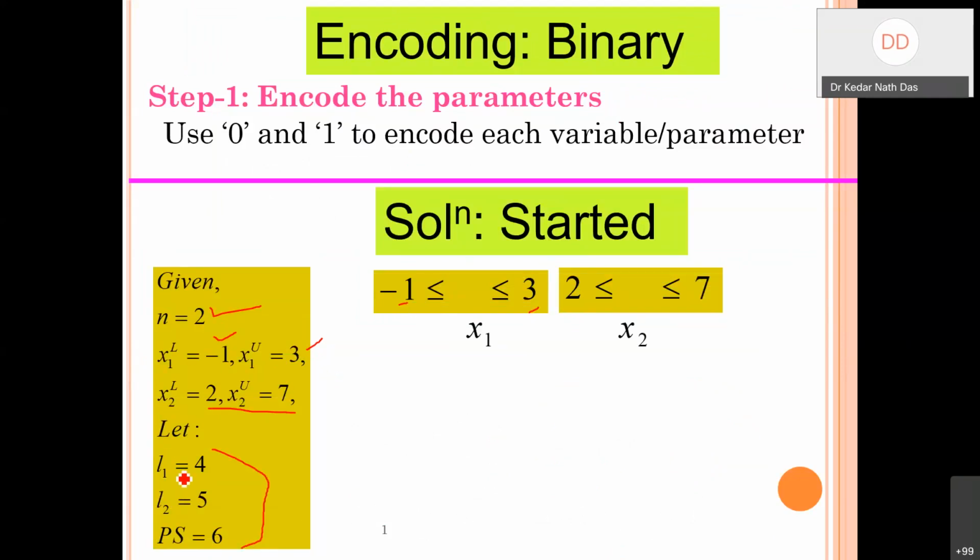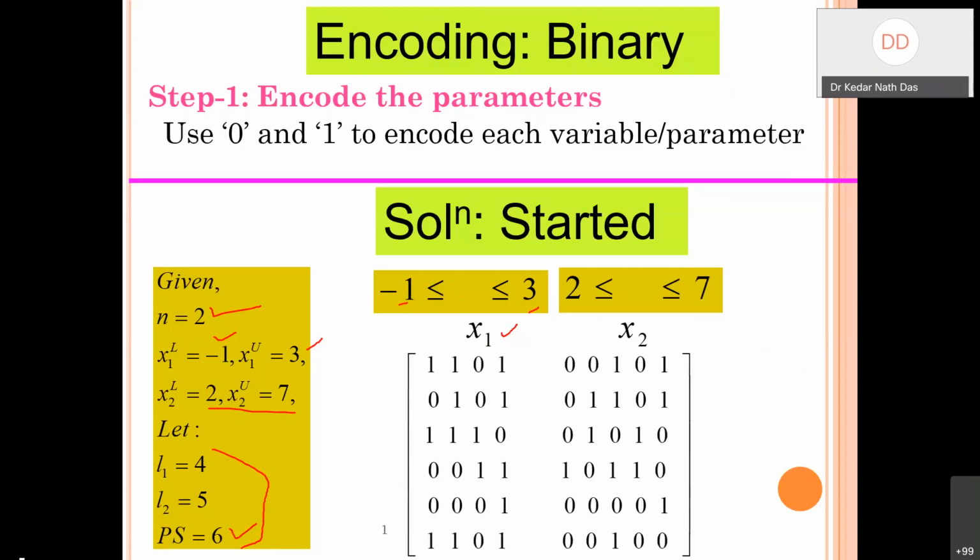L1 means the string length that we have taken for the first variable x1. Similarly, the string length for the second variable is L2, that is 5. It depends upon the sensitivity of the variable or how critical it is. If it is more sensitive, more critical or more complex, then we have to take more bits for it to have more accuracy. But in return, it will consume more time to solve it. So there should be a proper balance or fine tuning. And PS is actually the population size. I will tell you a bit later.